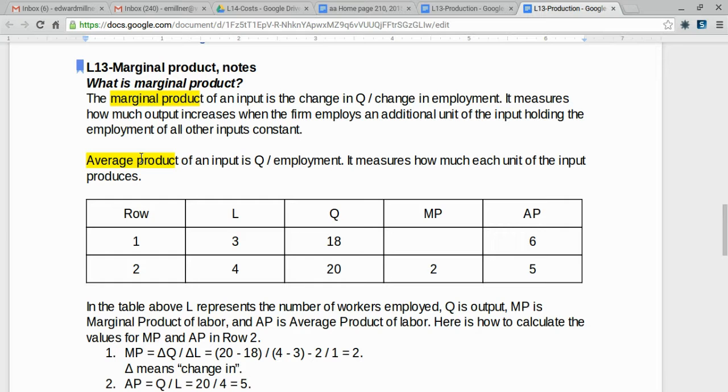Average product, on the other hand, is the output produced divided by the employment of that input. Average product measures how much of each input the input produces.